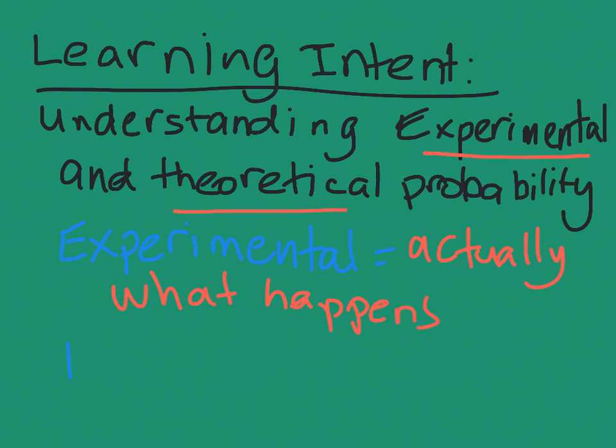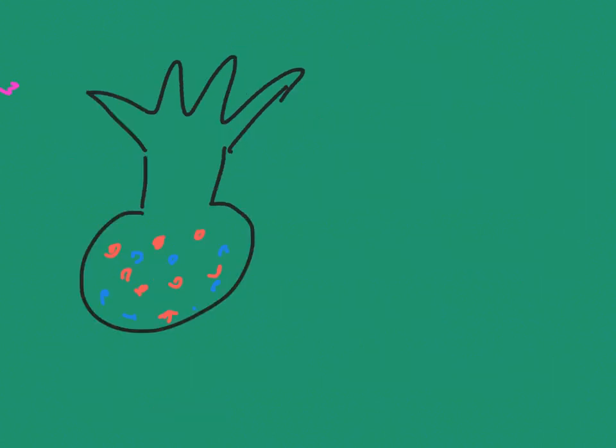Alternatively, we have theoretical probability, and this is what we can expect to happen. So what we expect to happen. Okay, so one is what's actually happened, and one is where we can sort of guess, or our expectations of what will happen. Okay, so let's have a look at the difference between experimental and theoretical probability.